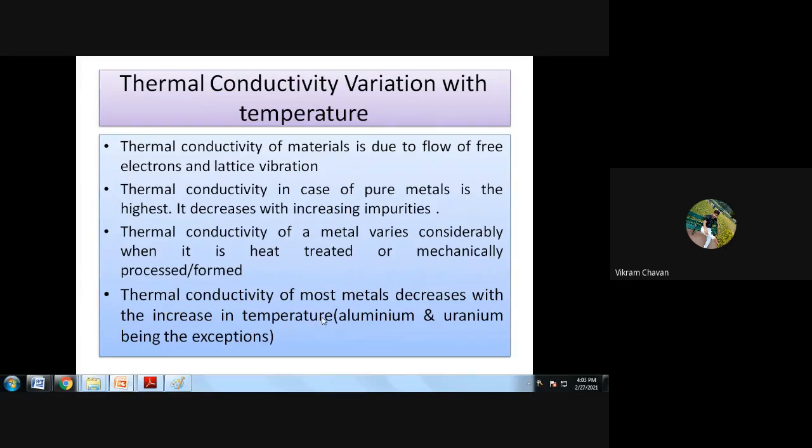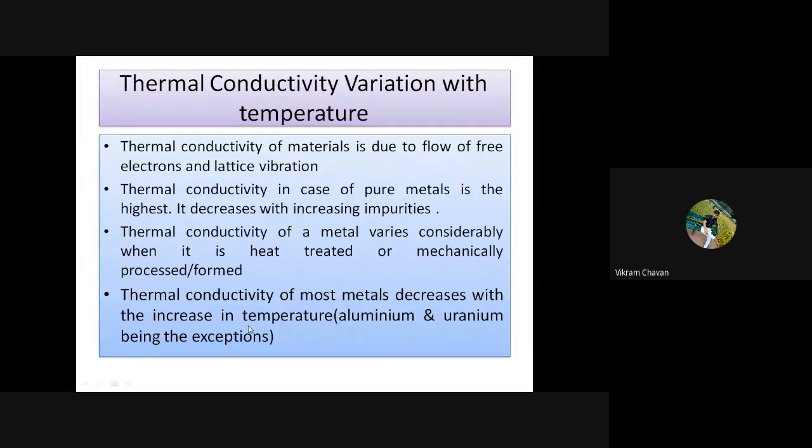So why does this happen? Because we know that there are two basic mechanisms for heat transfer in metals. One is lattice vibration, and the second one is free electrons. As the temperature goes on increasing, the molecules or lattice vibration will happen very rapidly, and this will create an obstacle for the flow of the free electrons. Due to that, the ability of heat transfer decreases as the temperature increases in case of metals. So we can say that thermal conductivity of most metals decreases with increase in temperature.